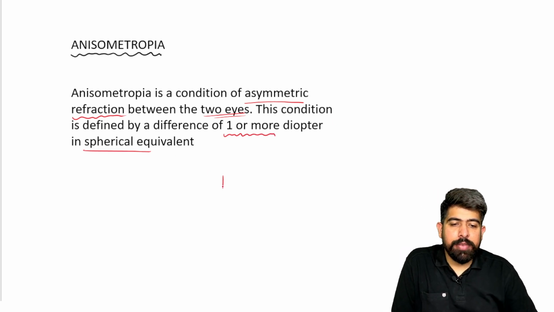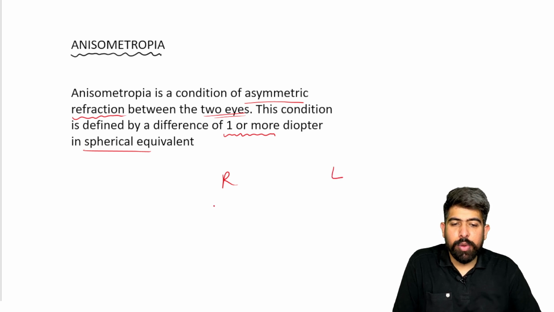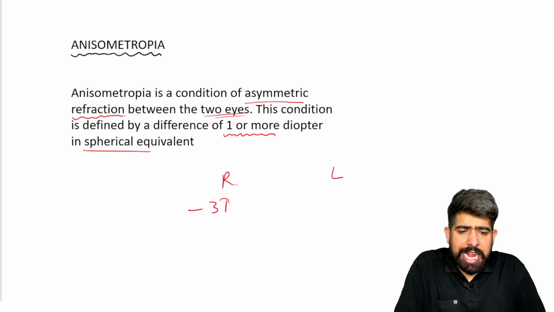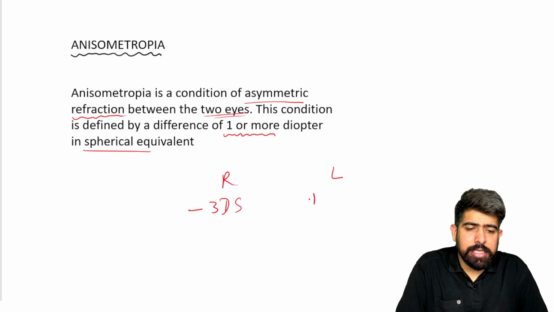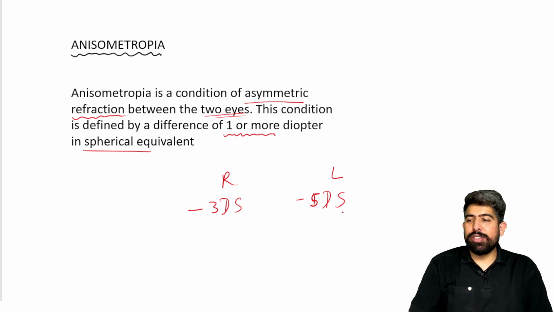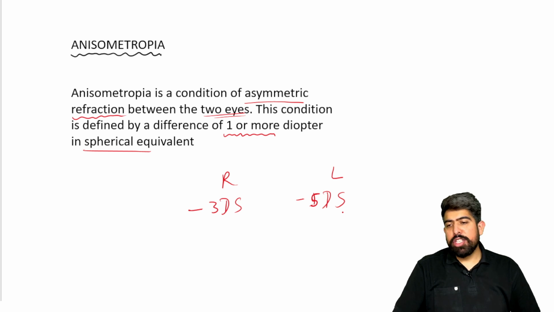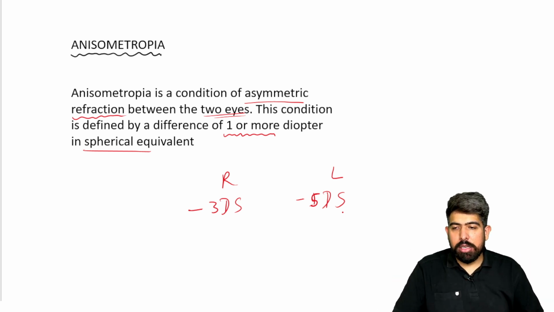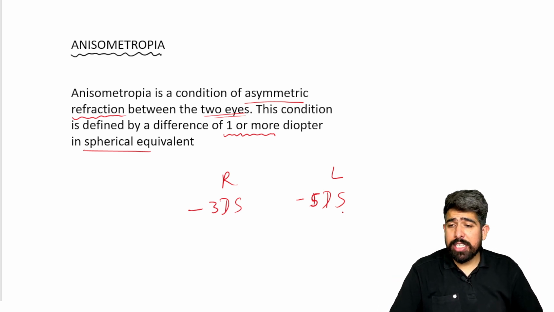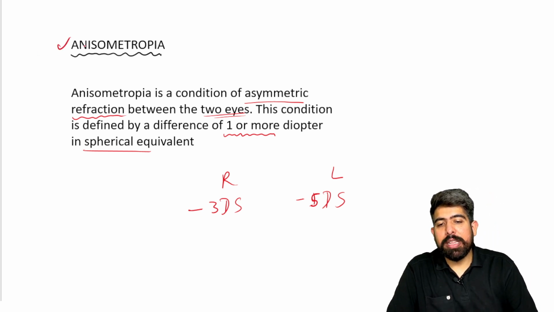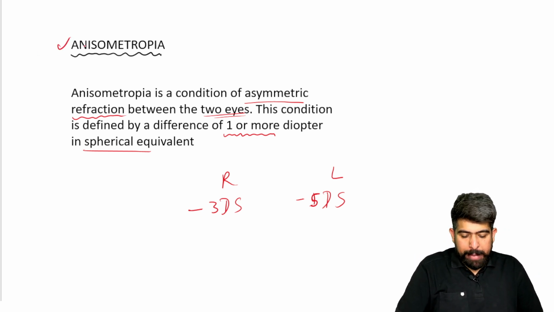So I'm giving you an example: this is the right eye, this is the left eye. The patient has -3 diopter spherical in the right eye, and -5 diopter of spherical in the left eye. So there is a difference, a variation, between the left and the right eye. Between these two eyes, -3 and -5, there is a difference of -2, right? So more than one, please remember, more than one. It is known as anisometropia.